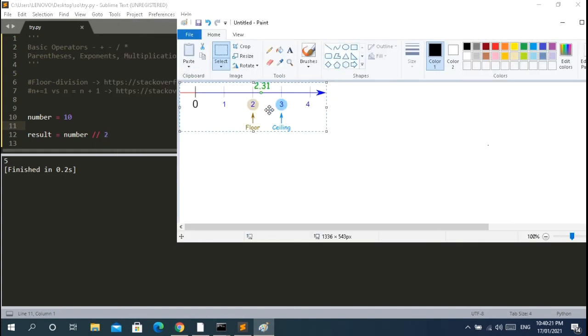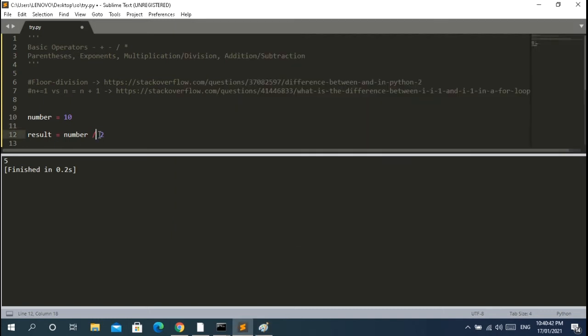Kasi guys, for example, meron kang number na 2.31. Etong graph na to, di ba? 0, 1, 2. Ang tawag dito, number line ba tawag dito? So, yung floor niya basically is eto, tsaka yung ceiling niya is eto. Ang 5.0, basically, ang floor ng 5.0 is basically 5.